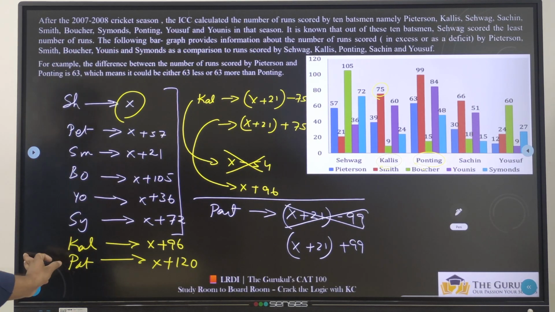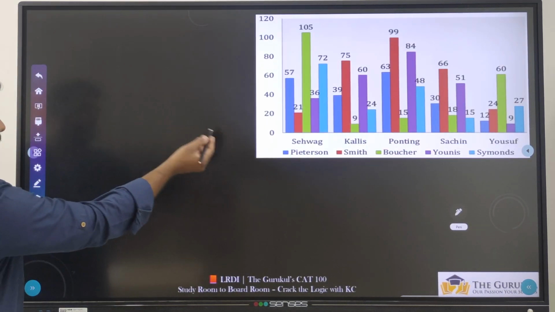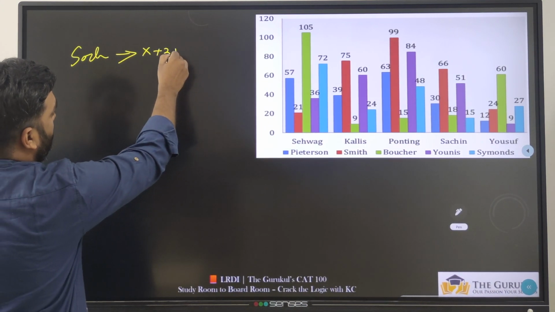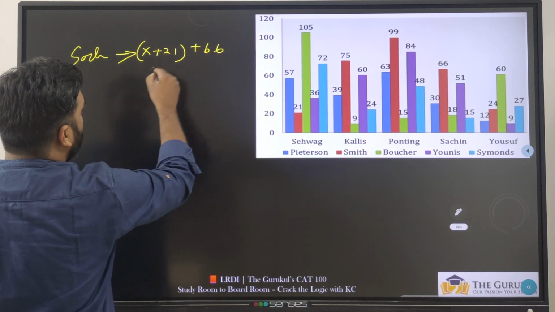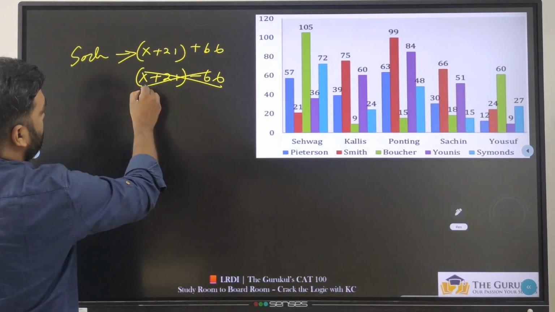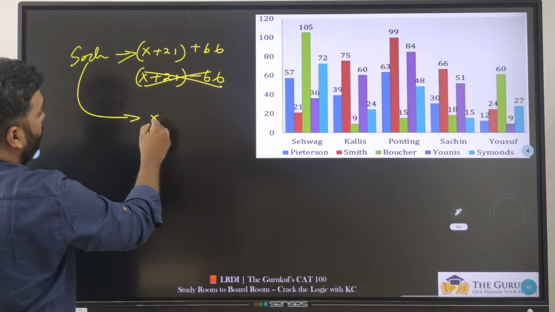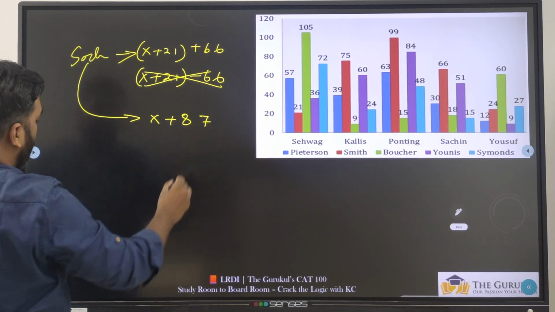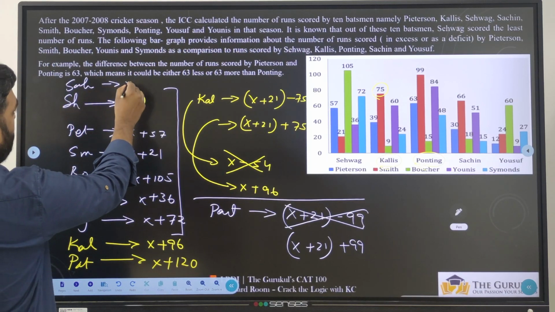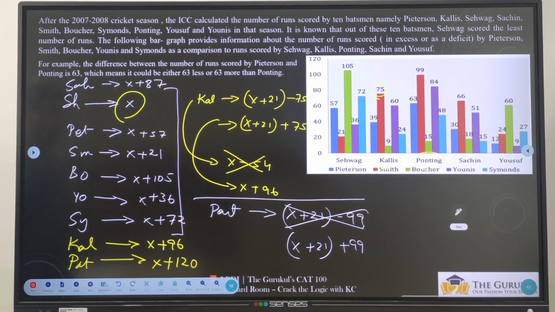Very good. The same way calculate for Sachin. So Sachin also, Smith is the highest. In Sachin, Smith got x plus 21 plus 66 or x plus 21 minus 66. Minus 66 is not possible, so Sachin's score will be x plus 87. So Sachin's score will be equal to x plus 87. Clear? Calculate for the last person, Yusuf.